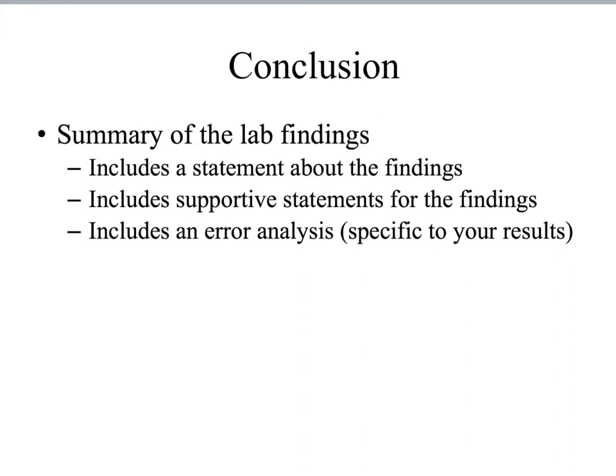Finally, the last one is your conclusion. The conclusion can get kind of tough. We're going to walk through the first couple of them and help you along. But basically, a conclusion is a summary of the lab findings. First off, it should include a statement about your findings. What did you find? Was arm span proportional to the height of the person? Or was it not? And then you should include any kind of supportive statements for the findings. So what did you find out?